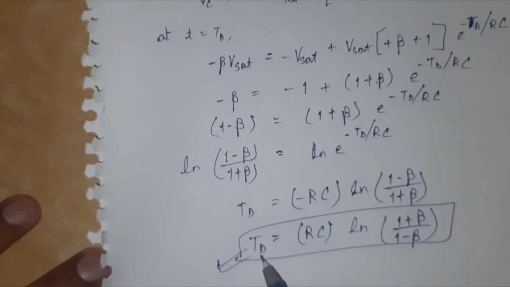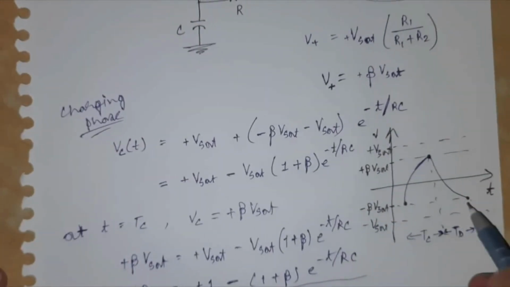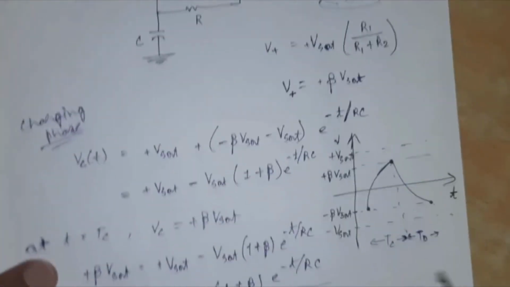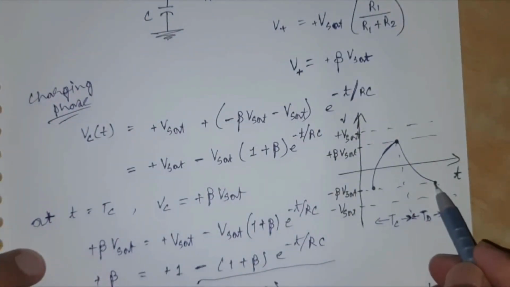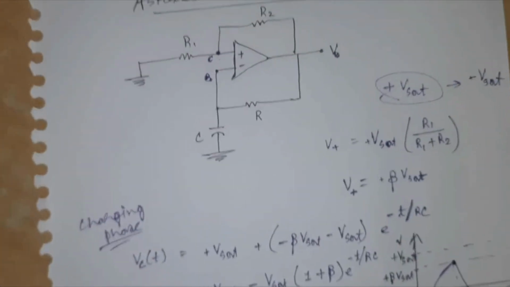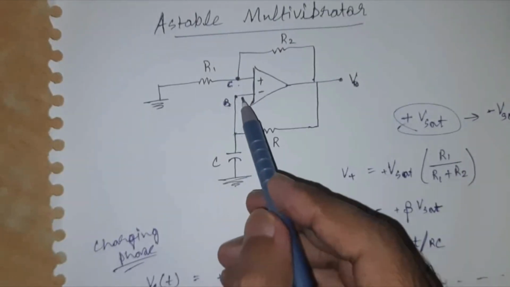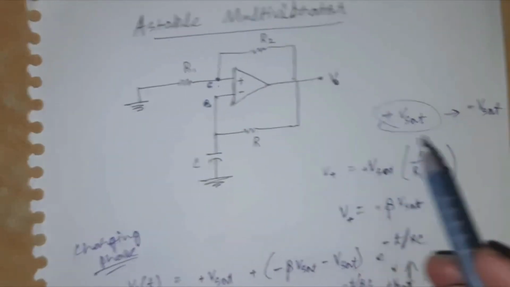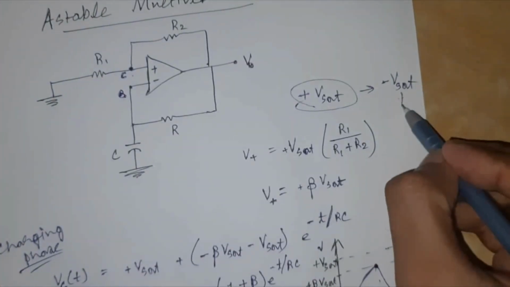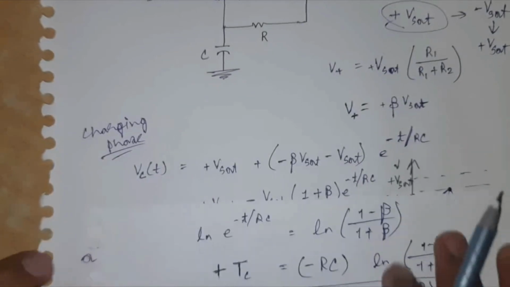Now what happens after this time Td? The voltage at point B crosses minus beta Vsat and goes toward a lower negative value. So this point C voltage automatically becomes higher than this, and hence again the output value goes from minus Vsat to plus Vsat.